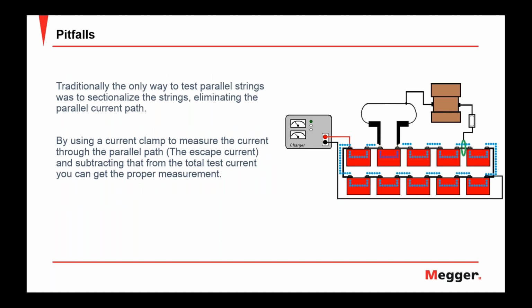In these cases, you can use an extra CT, and the CT is put on the parallel string to measure the escape current going through the string. This way, I now know the total current and the escape current. I can subtract them and come up with the actual test current. So I get real readings on each battery, so I don't have to segment the string.